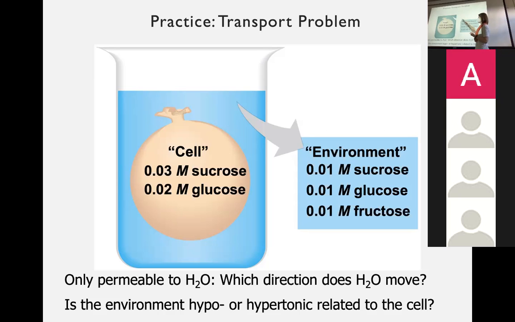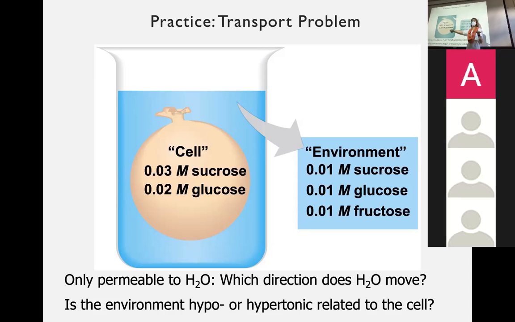So if we know the environment has less solute than the cell does, what does that make the environment? Hypo. I don't know if you guys said hypo. Okay, I just heard high. Hypotonic. So hypo means low. Remember that. So the environment is hypotonic. It has less solute in it than the cell has inside of it.